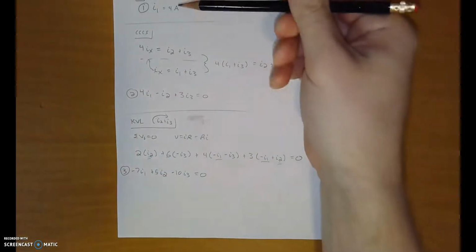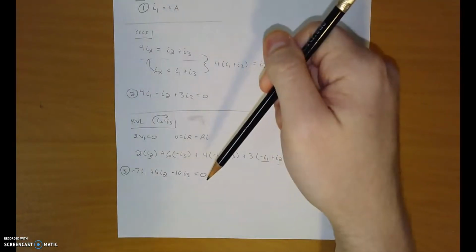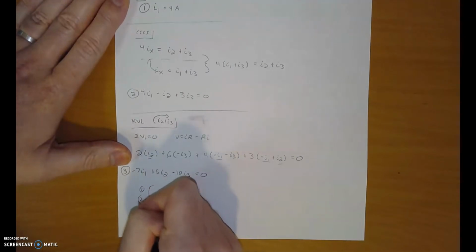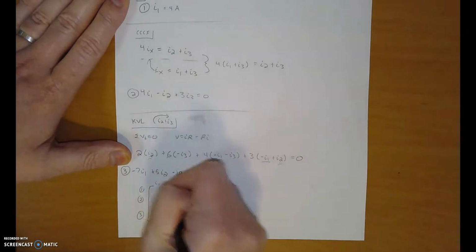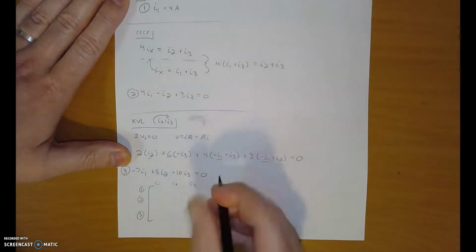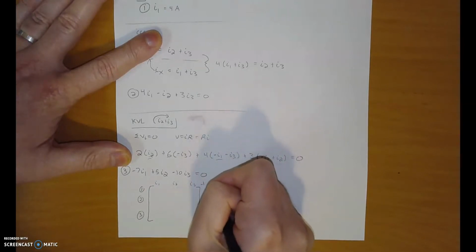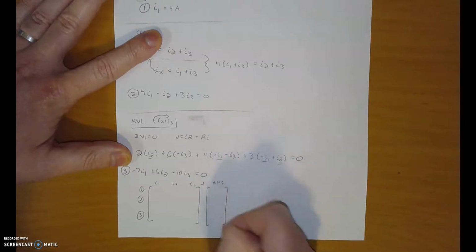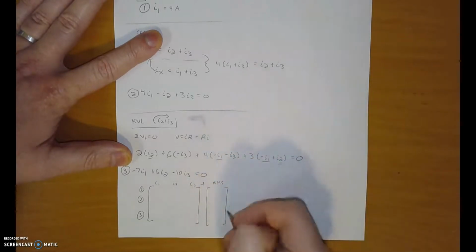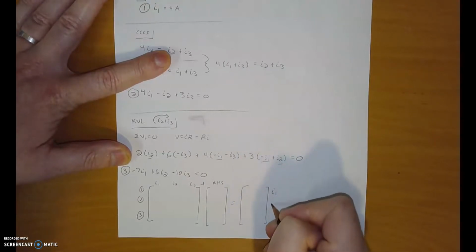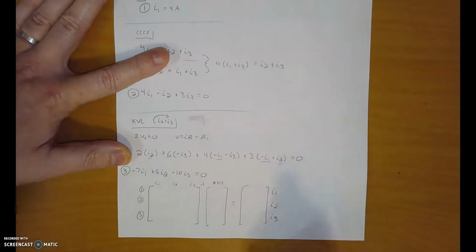So now I have 3 equations with 3 unknowns. You can solve this however you want. It's just algebra. I'm going to choose to use linear algebra, so I'm going to make a matrix where this is equation 1, equation 2, equation 3. This will be I1, I2, and I3. And this will be, I'm going to take the inverse of this. This will be my right-hand side. And then when I solve this, I will get I1, I2, and I3.